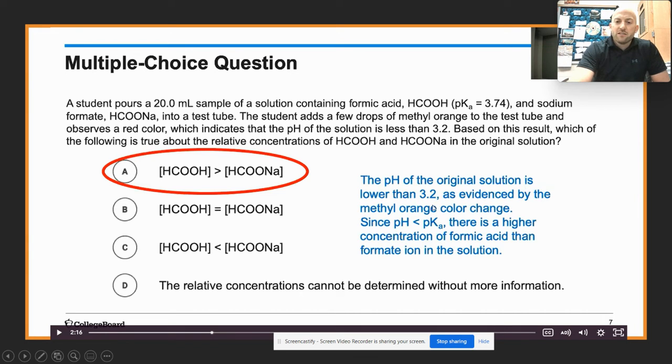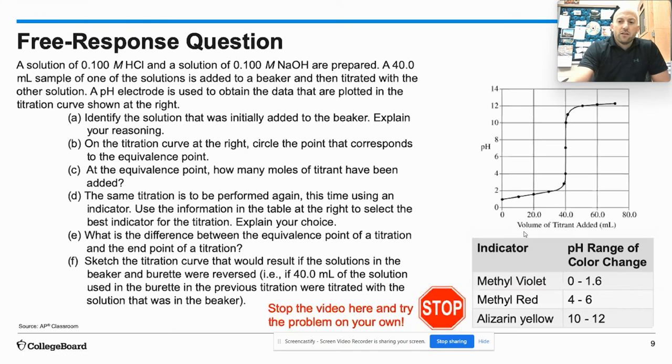pH of the original solution is lower than 3.2, as evidenced by our methyl orange change. Since pH is less than pKa, there's a higher concentration of formic acid than the formate ion. Looking ahead, this is a very long free response question.